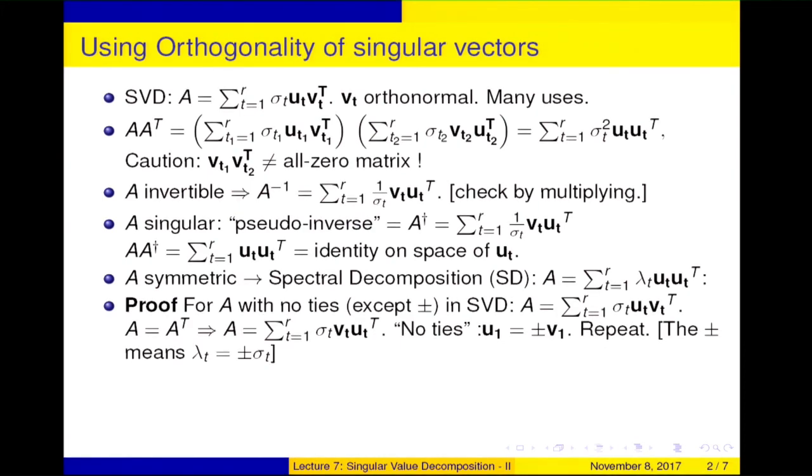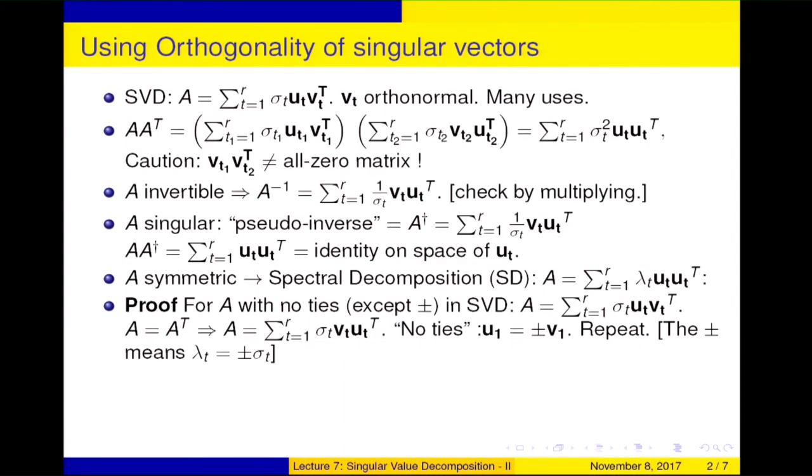That's a simple proof. So suppose you look at symmetric matrices A, and I do SVD. I don't do spectral decomposition; I want to get spectral decomposition from SVD. So I do SVD, and A's SVD is the sum for t equals 1 to r of sigma t u_t v_t transpose, let's say. I assume the SVD had no ties. That's a case where I can prove spectral decomposition from SVD very easily in these two steps.